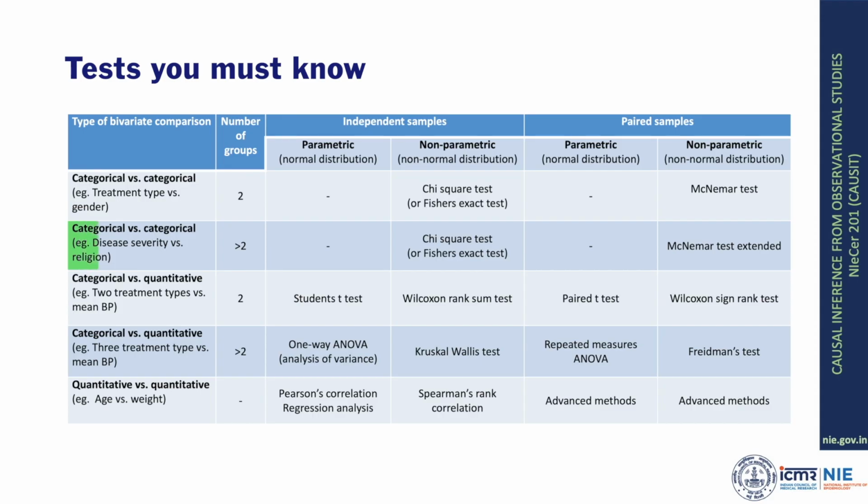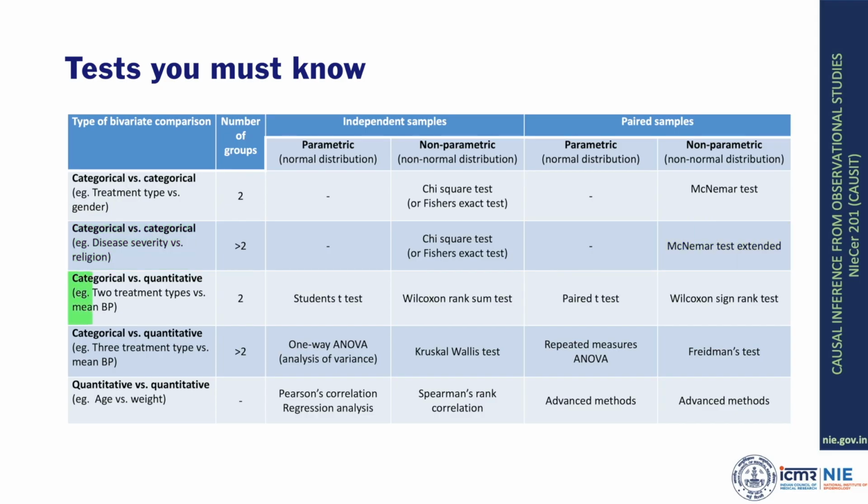Then the second row is categorical versus categorical. Example, disease severity versus religion. So stage 1, stage 2, stage 3 versus religion. There may be more than 2 religions, or even 4 or 5 religions. So if you want to compare religion with disease severity, you have more than 2 levels in each of the categorical variables. The same tests are applicable: chi-square test or Fisher's exact test for independent samples, and for paired samples, there is something known as McNemar's test extended.